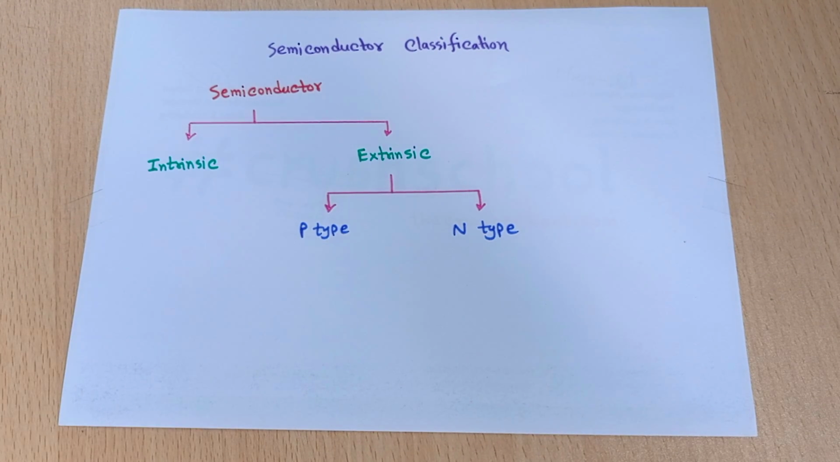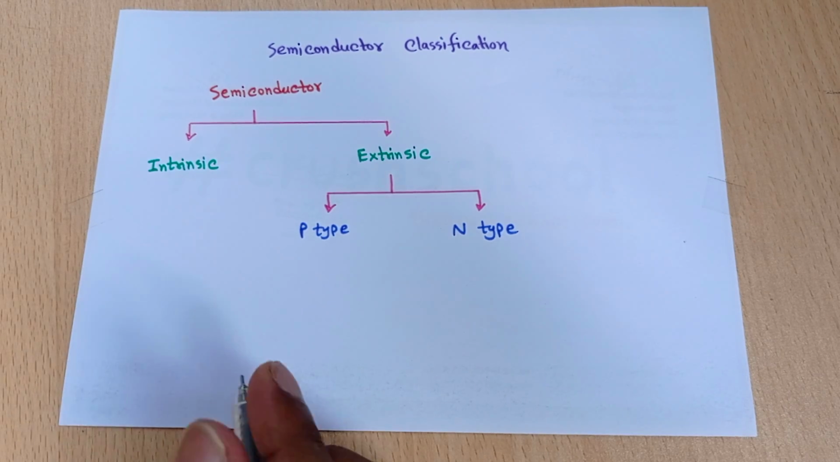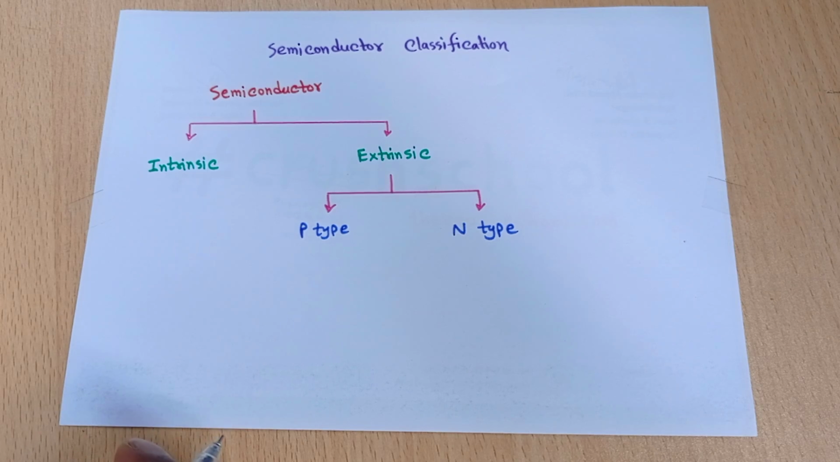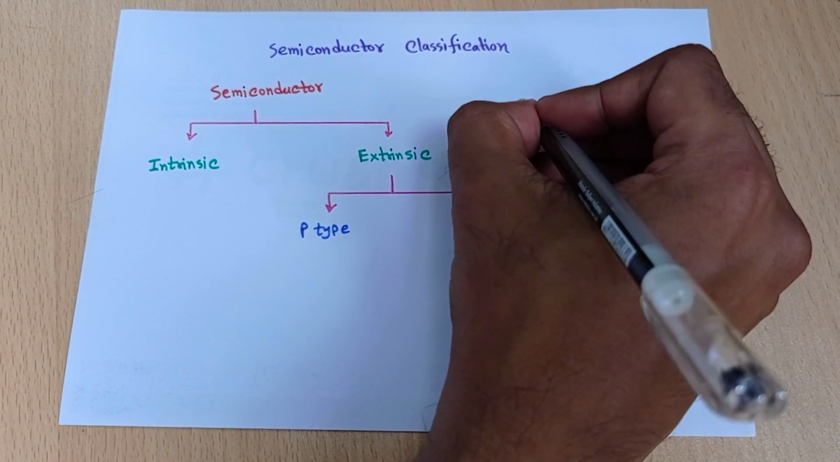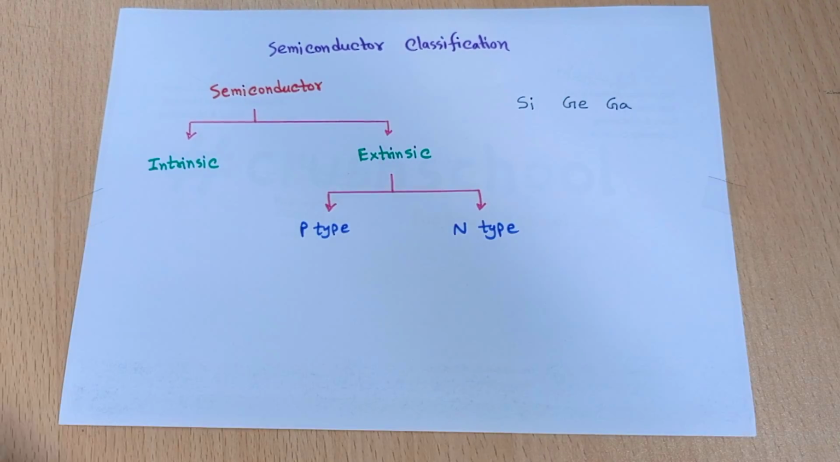The resistivity of the semiconductor is lower than the insulator, and also higher than the conductor. We can also say the conductivity of the semiconductor is higher than the insulator but lower than the conductor. The semiconductor can easily pass electrons or current when we apply heat. Very popular semiconductors are silicon, germanium, gallium, and so on.